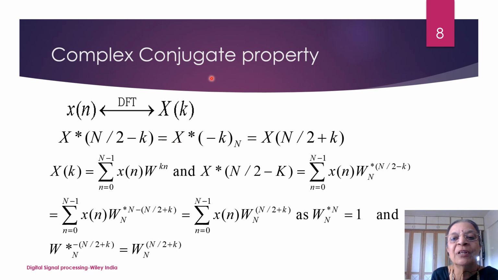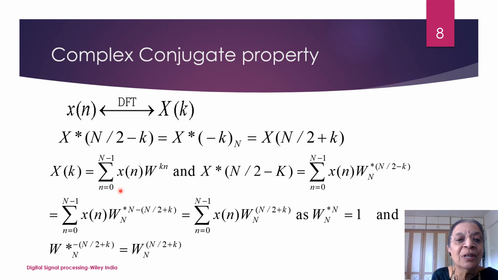Then we have the complex conjugate property. If x(n) transforms to X(k), then X of N/2 minus k is the same as X star of N/2 plus k. So this is the complex conjugate property. You will see that X(0) and X(N/2) will be real, and the corresponding other DFT coefficients will be complex conjugates of each other. We will see this later.